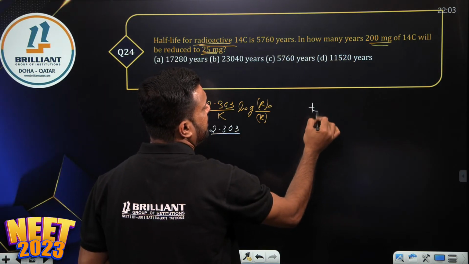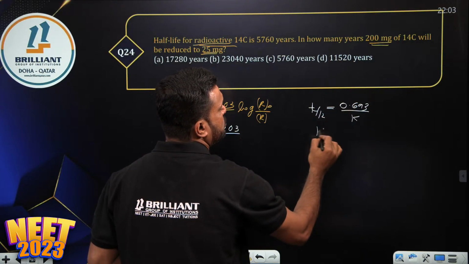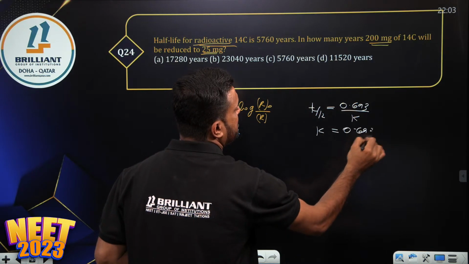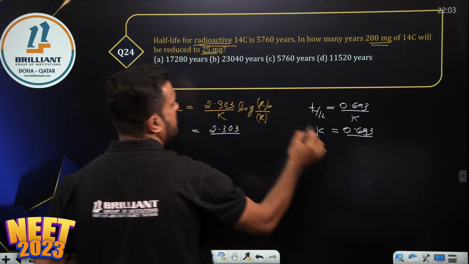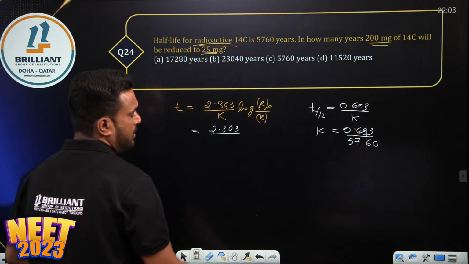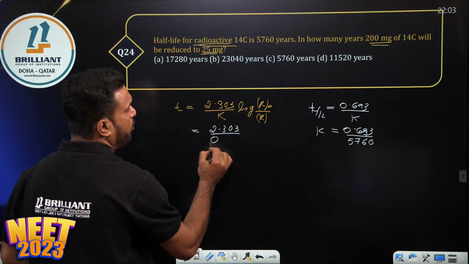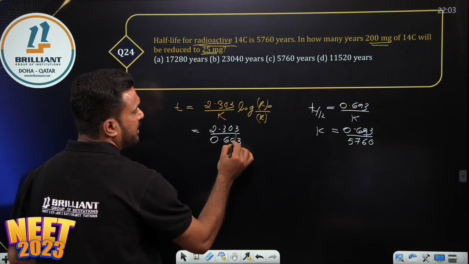For a first order reaction we have the equation t half is equal to 0.693 divided by K. So what is K? K is equal to 0.693 divided by t half, and t half is given as 5760 years. So you can take that value over here. So it will be 0.693.